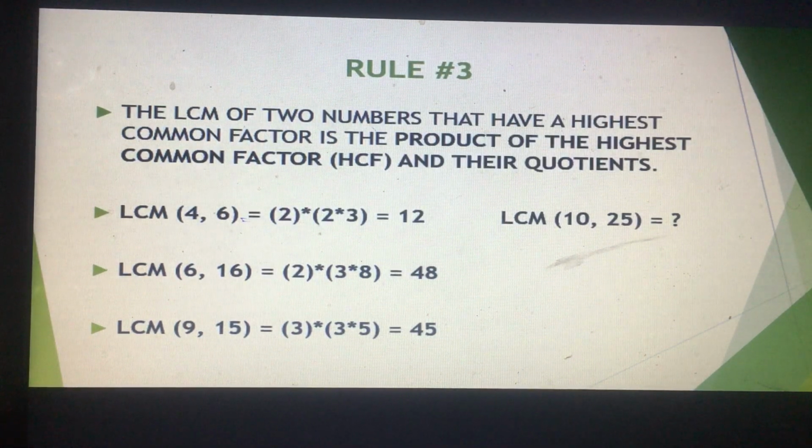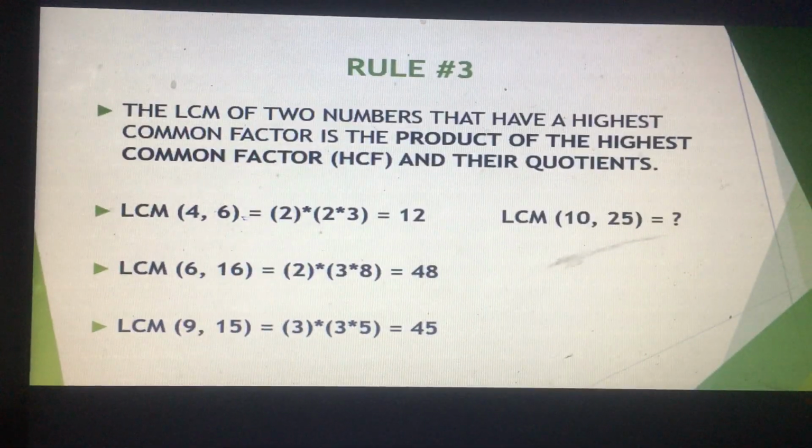Now, once given 4 and 6 to find the LCM, all you have to do is to bring out that number which is the highest common factor, in this case 2, and when 2 divides 4, you will have a quotient 2. When 2 divides 6, you will have a quotient 3. So the LCM will be 2, the common factor, and 2, the quotient of 4, and 3, the quotient when 2 divides 6. So the LCM of 4 and 6 will be 2 times 2 times 3, giving you 12.